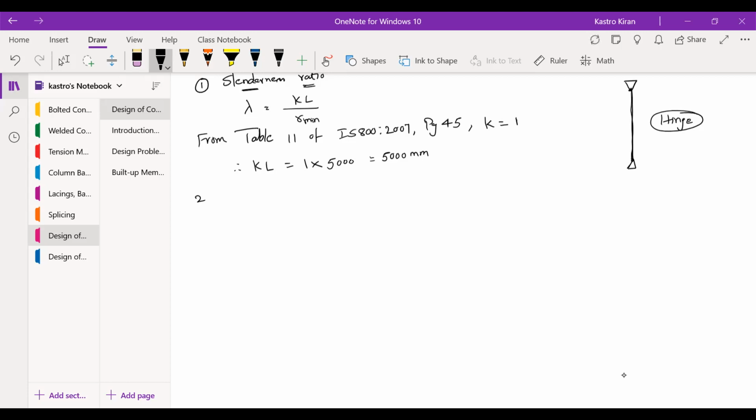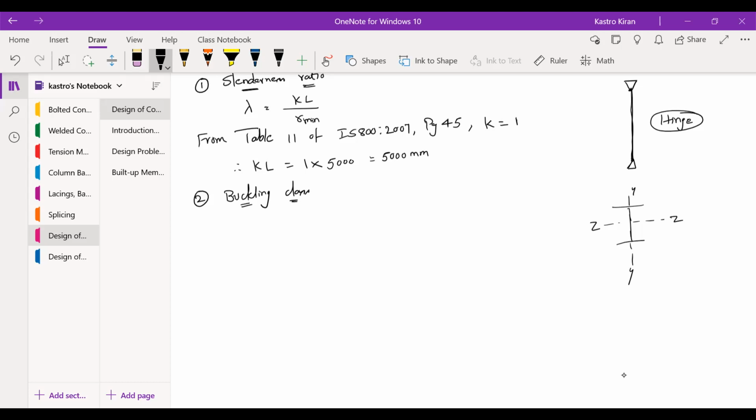Now, in the second step, you are going to find out the buckling class. What does it mean? Any section, whatever the type, can be an I section, channel section, or angle section. The sections can bend along two axes: one is the ZZ axis and the other is the YY axis.